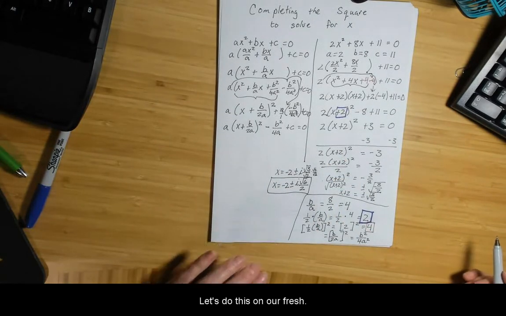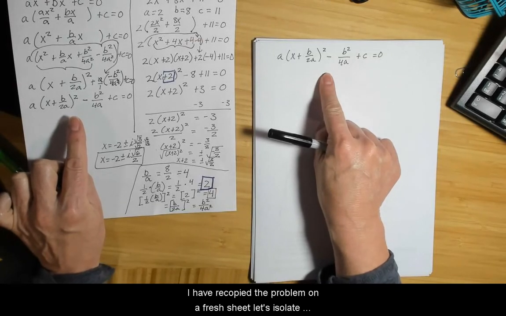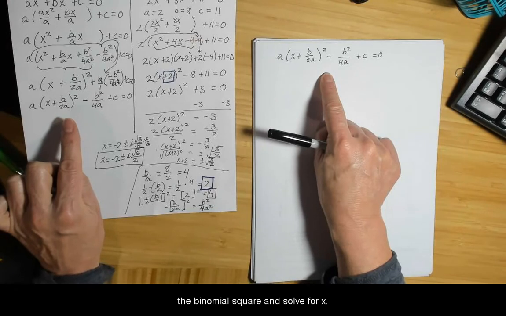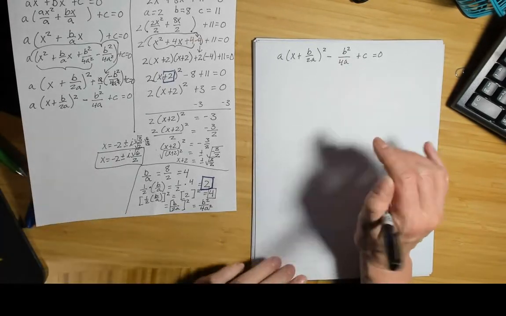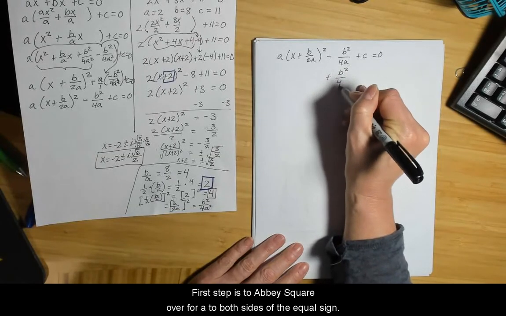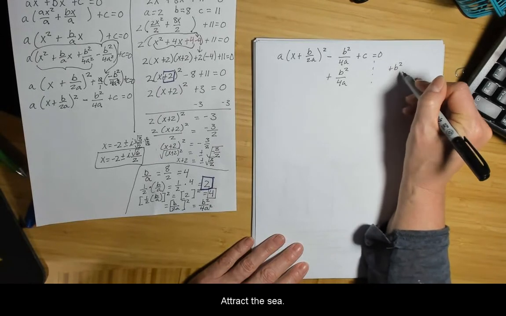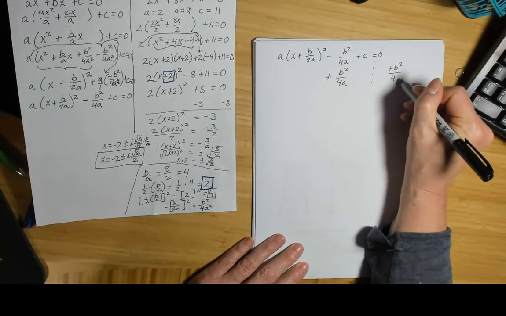Let's do this on a fresh sheet. I have recopied the problem on a fresh sheet. Let's isolate the binomial square and solve for x. First step is to add b squared over 4a to both sides of the equal sign and to subtract the c.